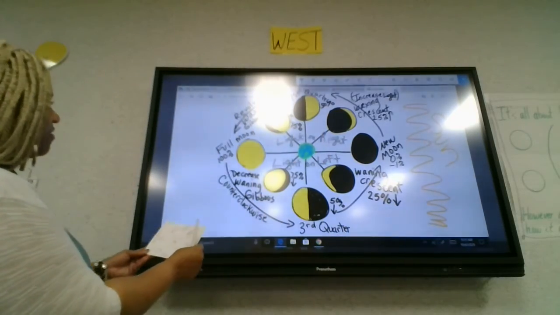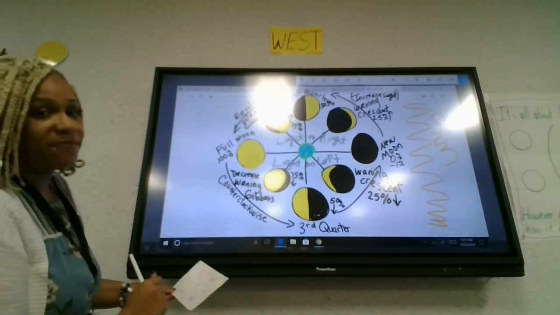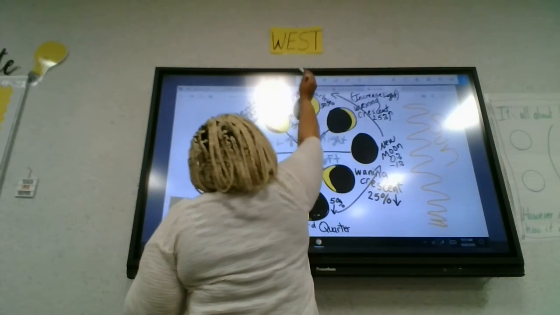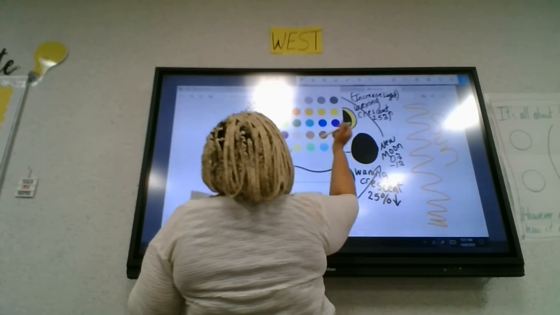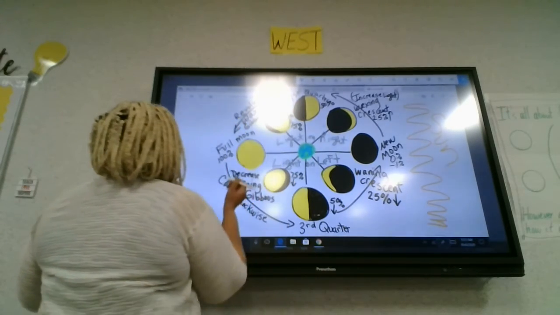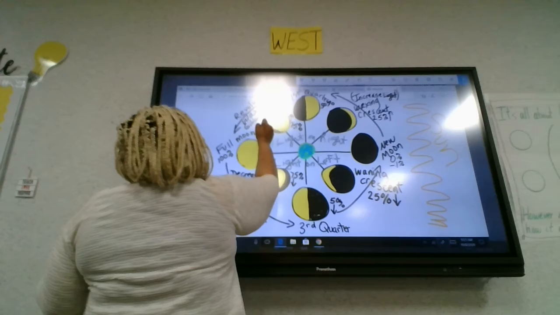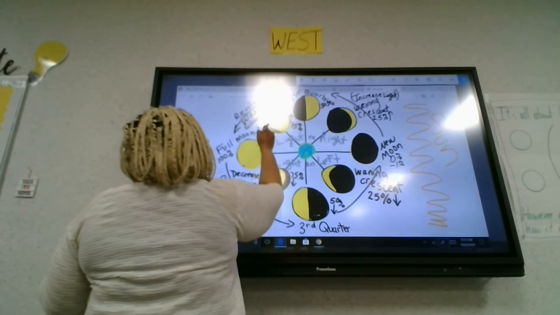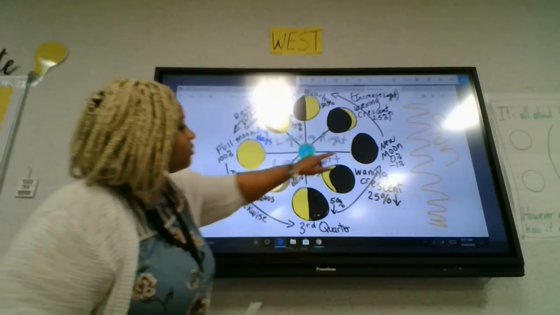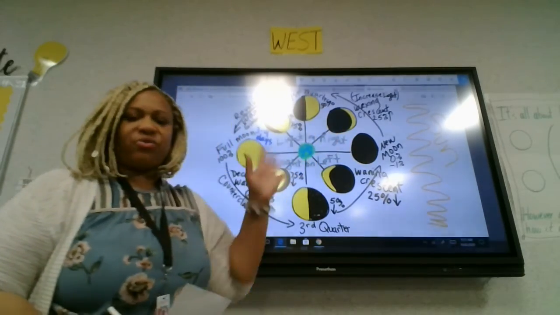Let's see, make sure we have everything. I also want to give you a few notes for you to make sure you write down in between each cycle, and I'm just going to use a different color to write this out. You have 3 to 4 days, right? It takes about 3 to 4 days for each phase to meet the next.